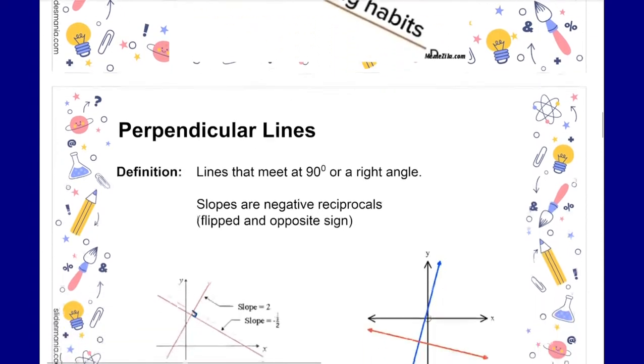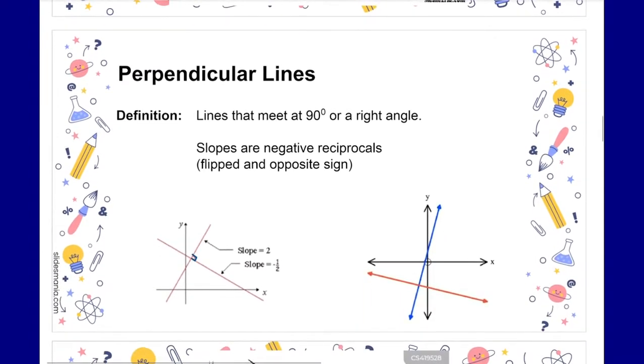And then moving into perpendicular lines, which would be kind of like a complement to parallel. Perpendicular lines are lines that meet at 90 degrees, or a right angle. So all of these lines cross or meet and form a 90-degree angle.